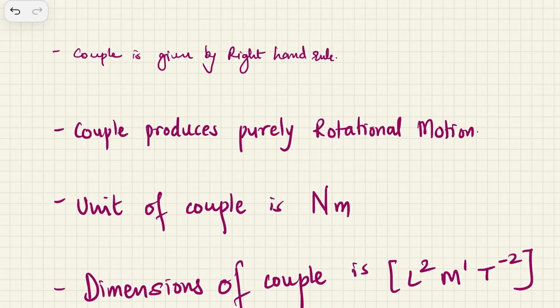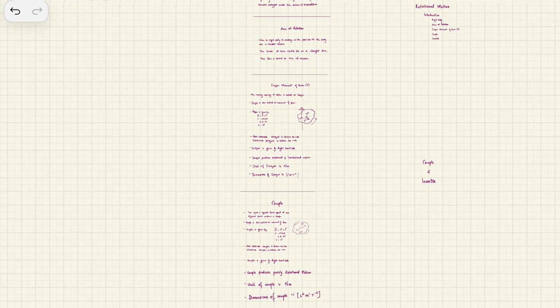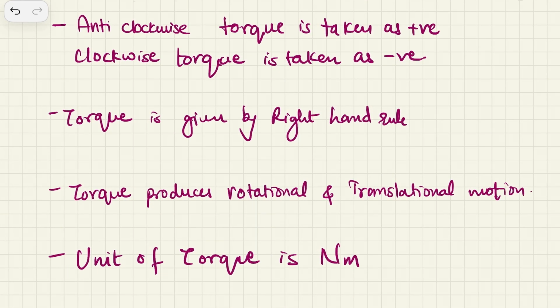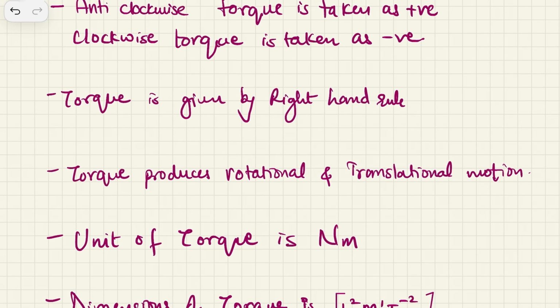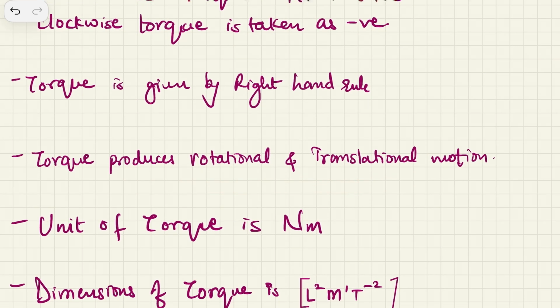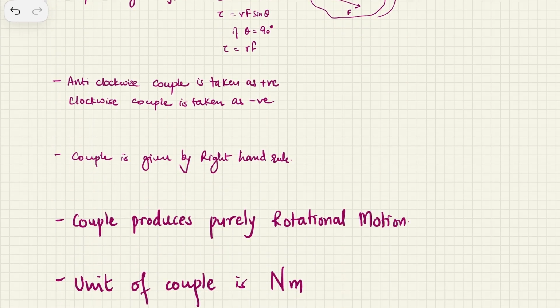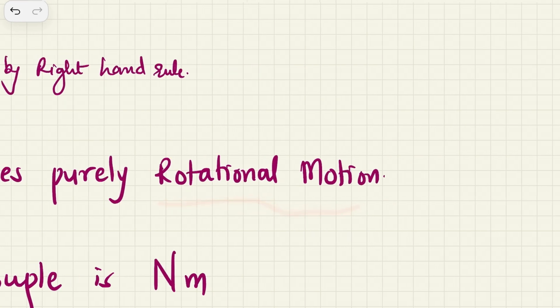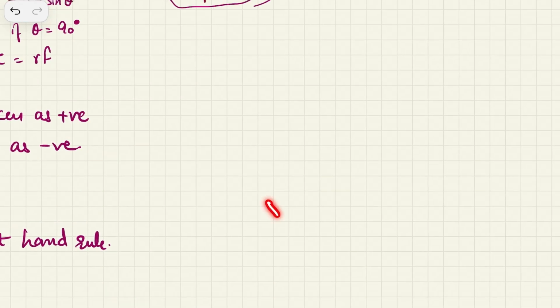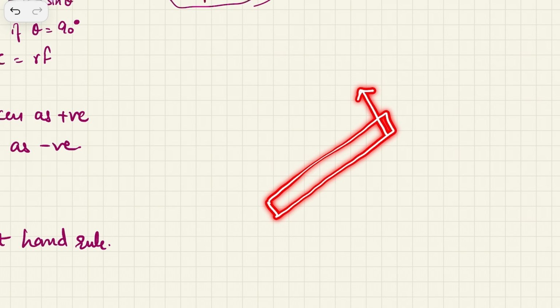Lastly, there is a difference between a couple and a torque. A torque has rotational as well as translational motion. The body moves in a linear path and also rotates. But in a couple, you always get a rotational motion. Suppose there is a rod and I hit it at one end, then the body rotates as well as goes ahead. So this is what torque is.